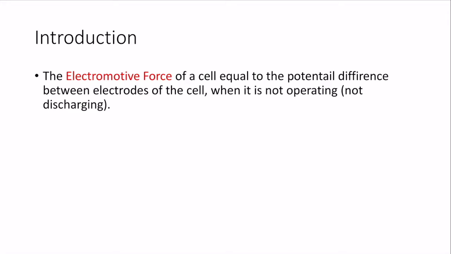Now, before starting with the material, I need to define something which is called electromotive force. If we still remember, in the case of the Daniell cell, which is a specific galvanic cell, it consists of Zn2 plus, Cu2 plus, Cu.